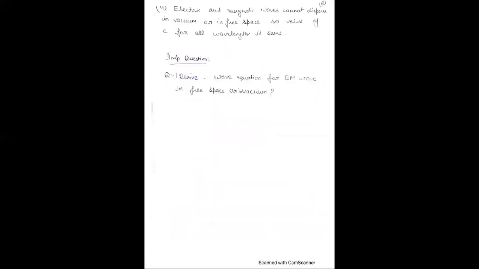Next is electric and magnetic waves cannot disperse in vacuum और in space. Means हम electric field को और magnetic field waves को सेपरेट नहीं कर सकते, अलग अलग नहीं कर सकते वैक्यूम में और स्पेस में. Therefore, the value of c for all wavelengths is the same.